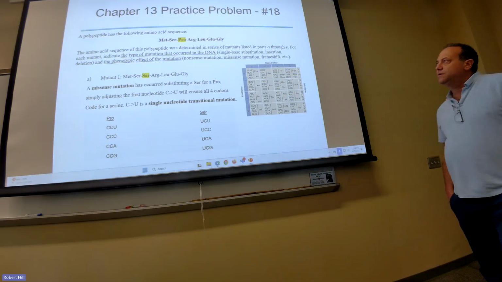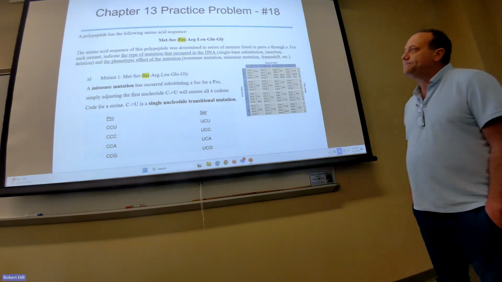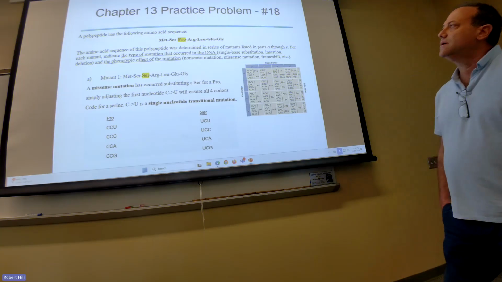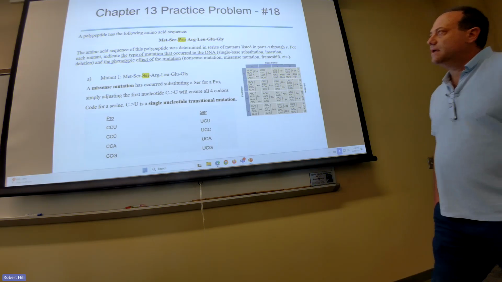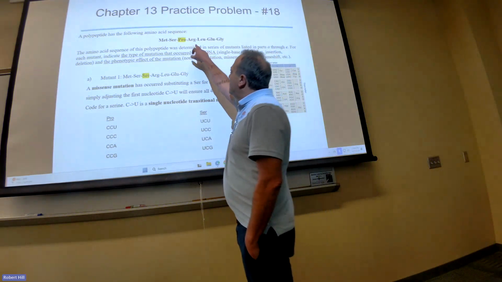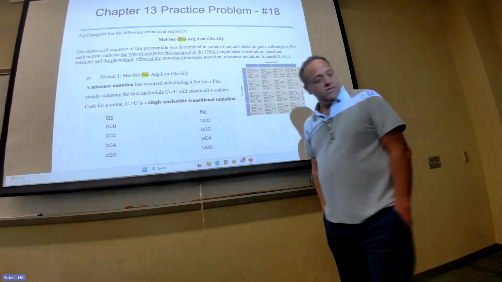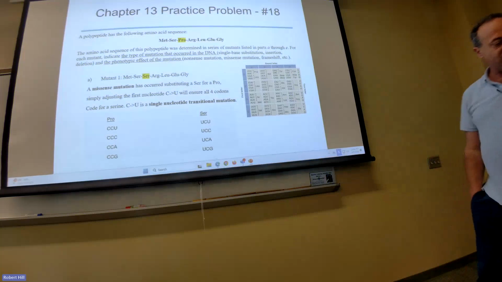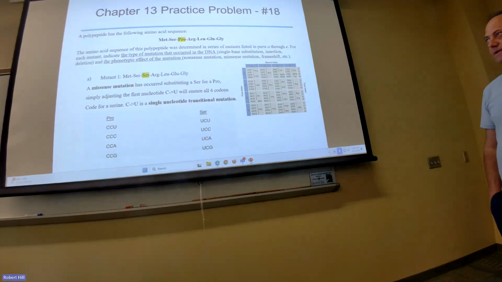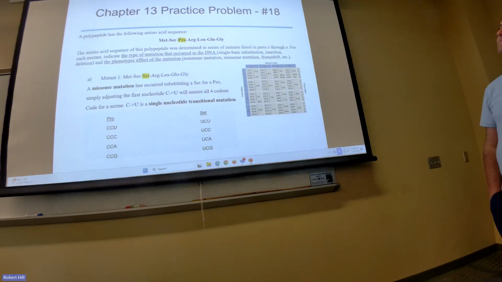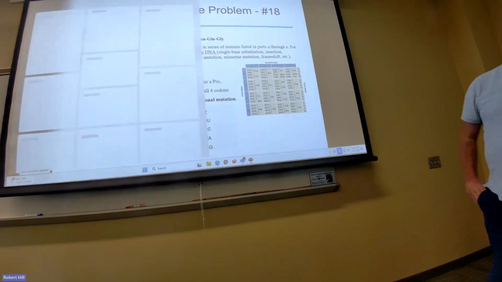All right, so the first one, we're going from methionine, serine, proline. And if you look, we've got another serine here, okay? And the rest of the sequence, arginine, leucine, glutamate, glycine, is intact, right? So we've just changed a single amino acid. How do you do that here? So you need to refer to the codon usage chart.